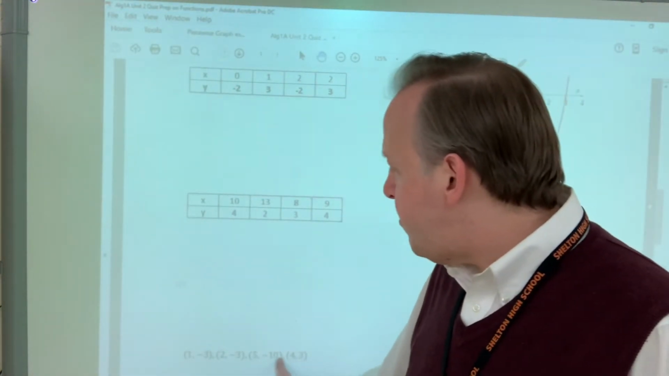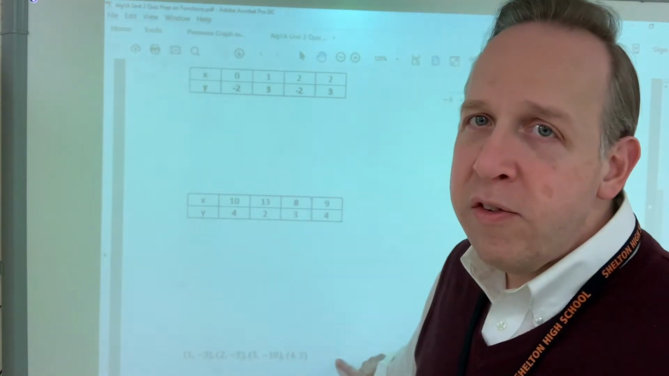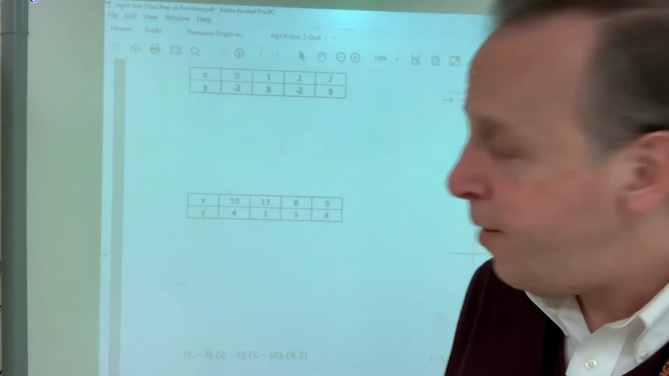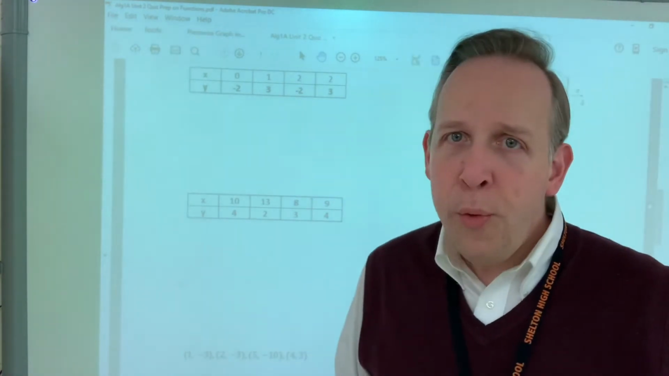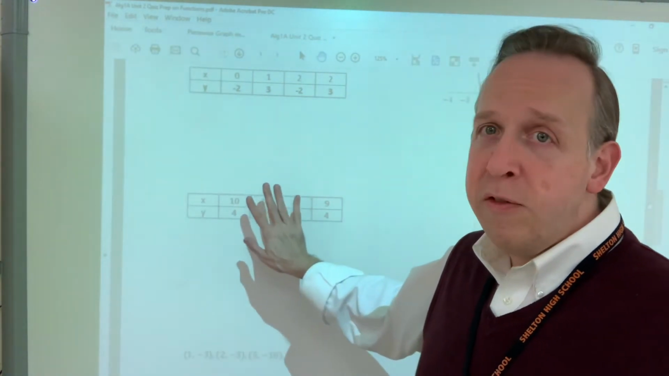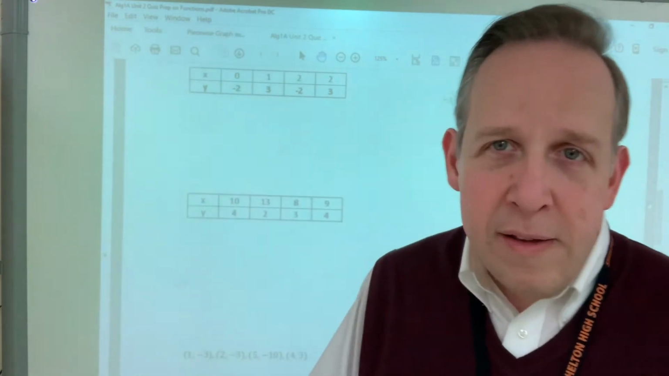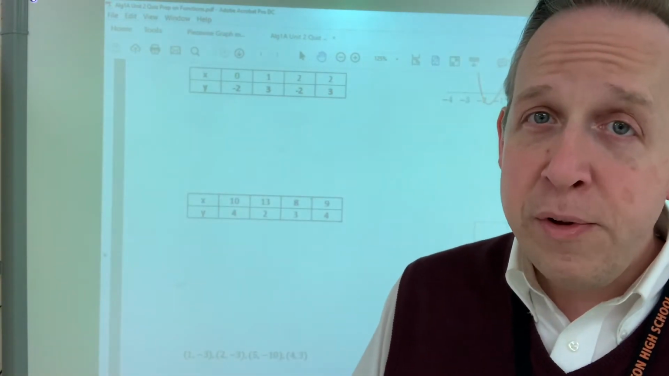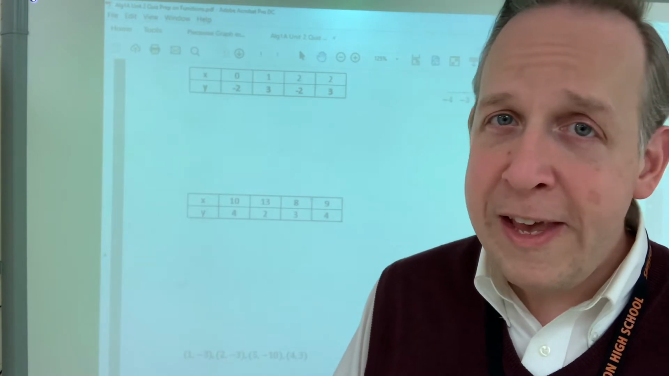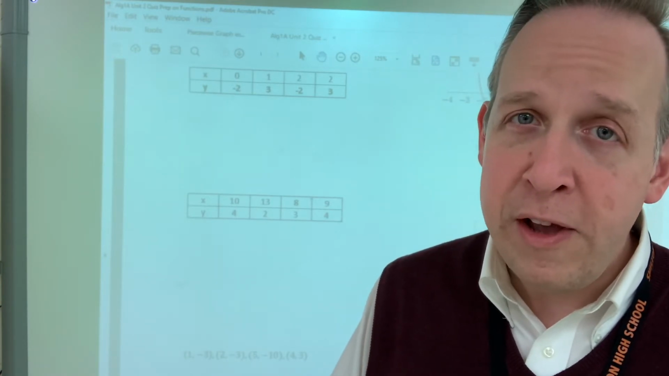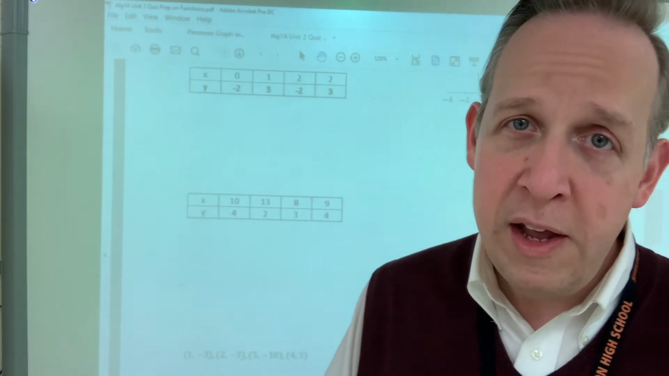But the bottom list of coordinates, is it a function or is it not? Well, the inputs are 1, 2, 5, and 4. We already know, based upon the same rule that we use for the tables, it is a function because those inputs don't repeat themselves. So because the inputs never repeat themselves, every input has a unique and distinct output.